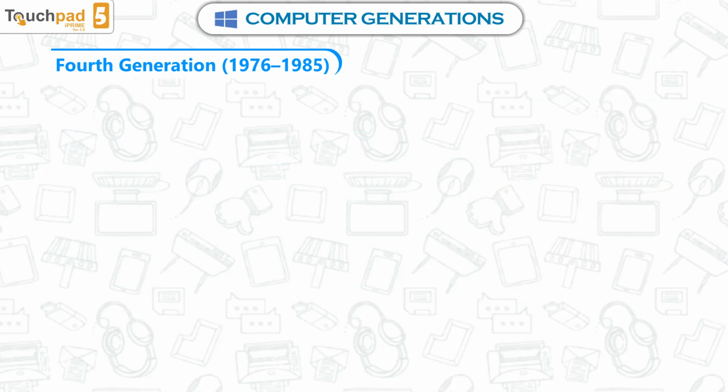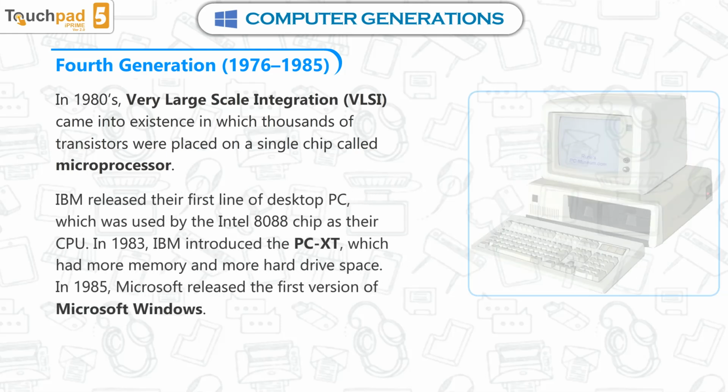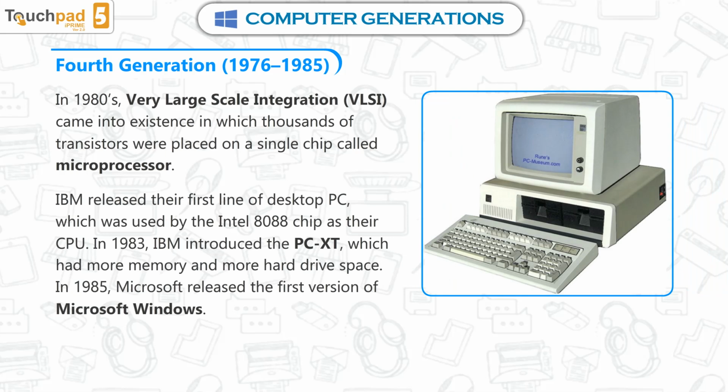Fourth generation, 1976 to 1985. In the 1980s, very large-scale integration, VLSI, came into existence, in which thousands of transistors were placed on a single chip called microprocessor. IBM released their first line of desktop PC, which used the Intel 8088 chip as their CPU. In 1983, IBM introduced the PC XT, which had more memory and more hard drive space.